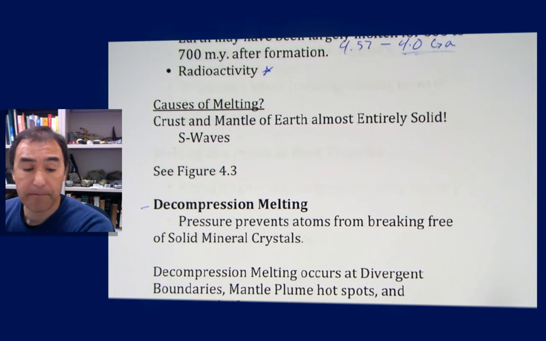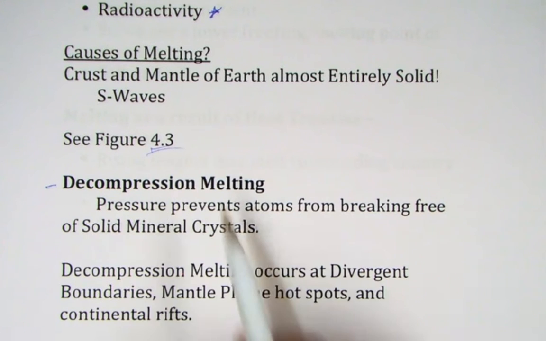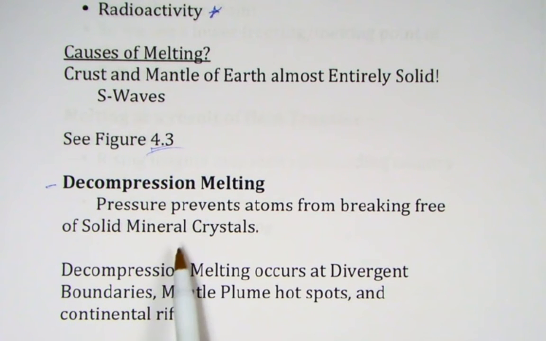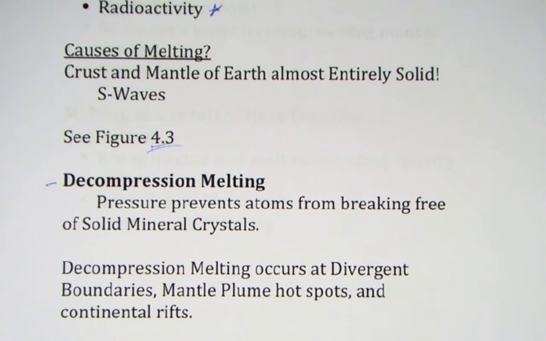In fact, that's this first one, this decompression melting. And we'll look at figure 4.3 in your textbook here, but the key thing is that pressure prevents atoms from breaking free of the solid mineral crystals, right? So remember, that pressure is inhibiting that kinetic energy. Remember, the kinetic energy is a vibration of these molecules. If you get those molecules vibrating fast enough, they're going to tear away from each other and slide by each other to make liquid, right? So even though we may have very high temperatures within the Earth, we're solid because of this pressure, right?